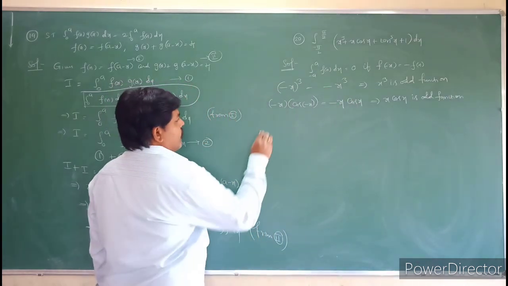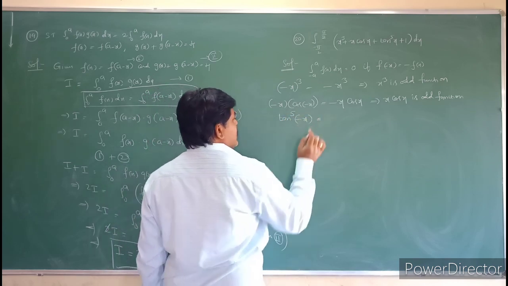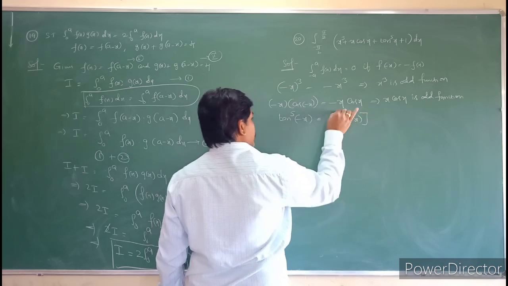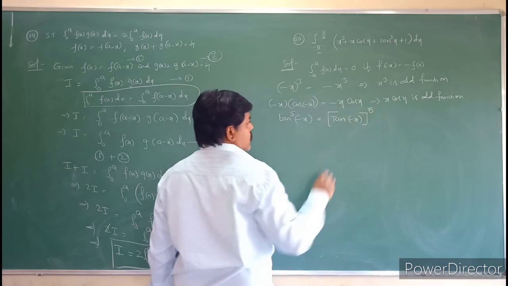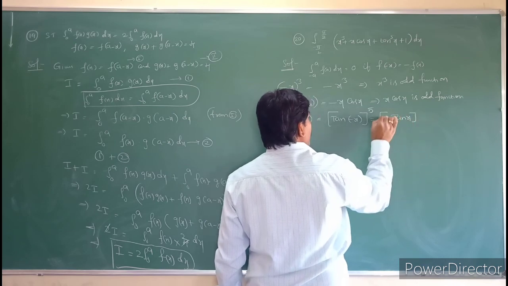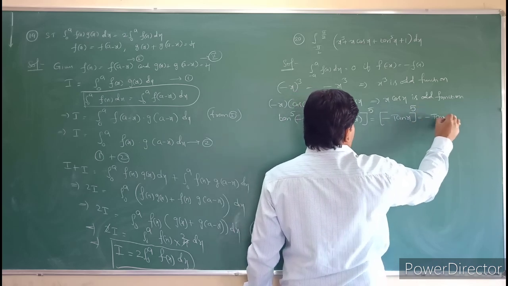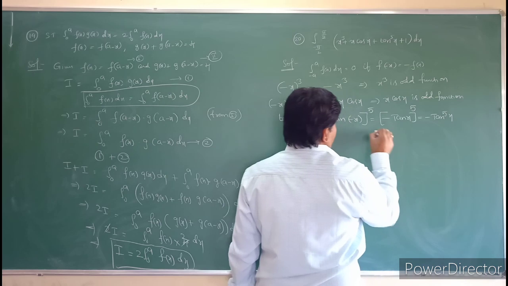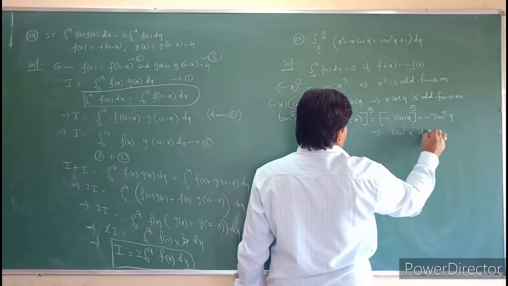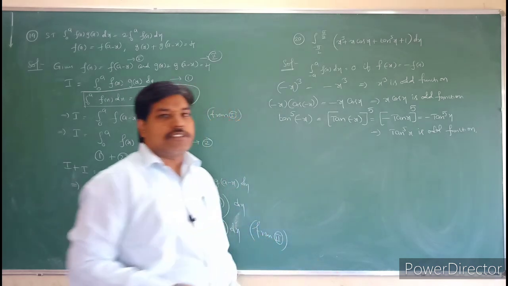See, the next one is tan power 5. So tan power 5 of minus x is nothing but tan of minus x whole power 5. Tan of minus theta is minus tan theta, so minus tan x whole power 5. Since the power is odd, we will get minus tan power 5x. So that implies tan power 5x is also an odd function.